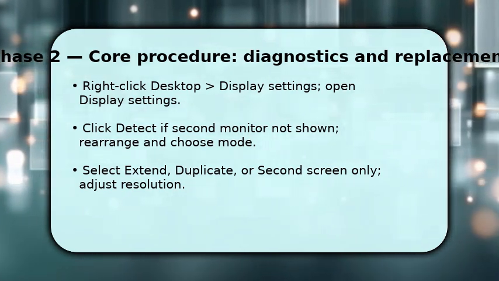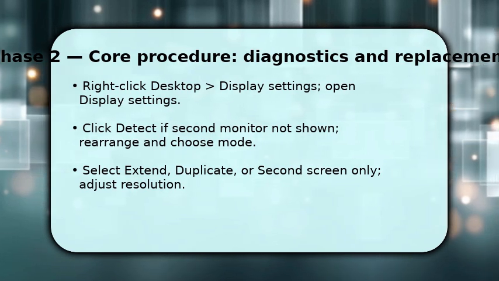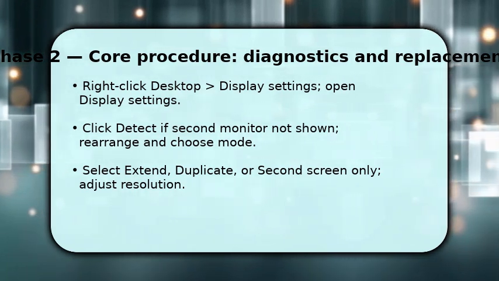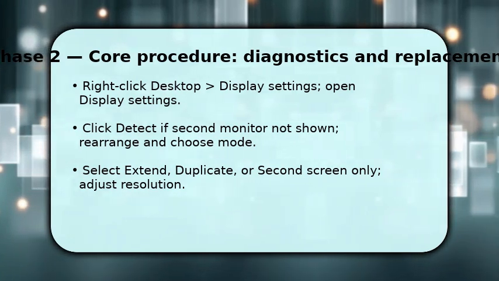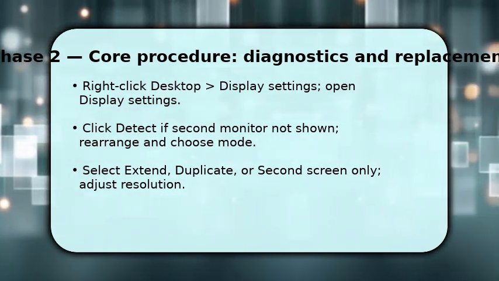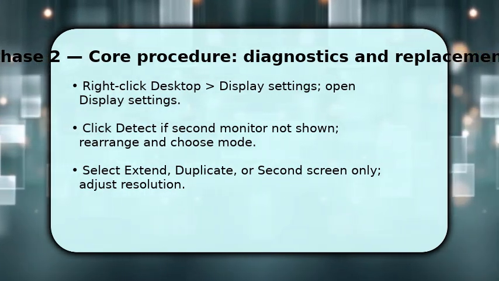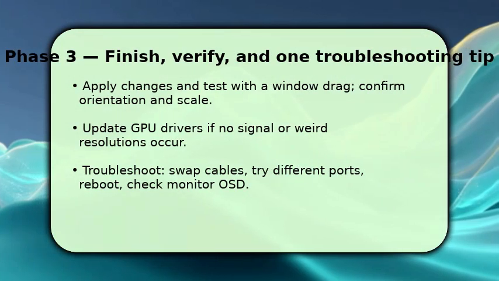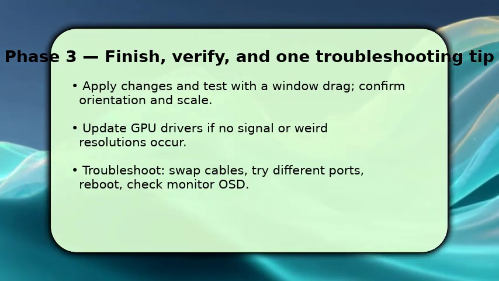Then drag the monitor icons to match physical placement, so the cursor moves naturally between screens. Make sure to pick Extend versus Duplicate according to how you'll use the extra space, and set a native resolution to avoid blur or scaling issues. You finalize by clicking Apply and dragging a window across both screens to confirm the setup. This validates orientation, scale, and primary display choice.